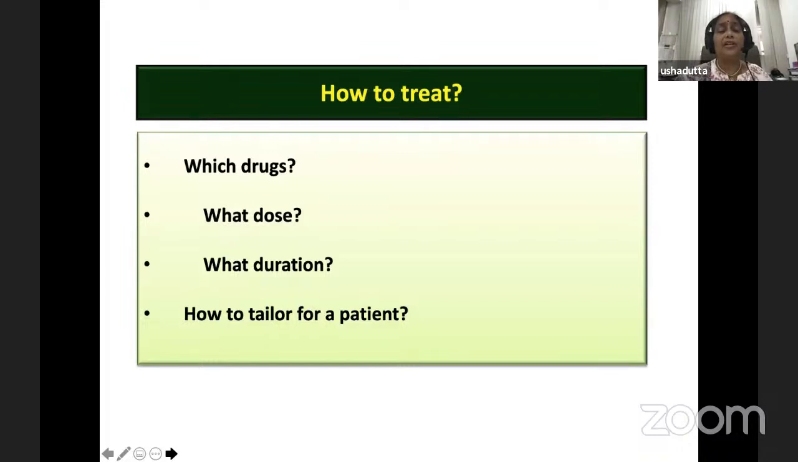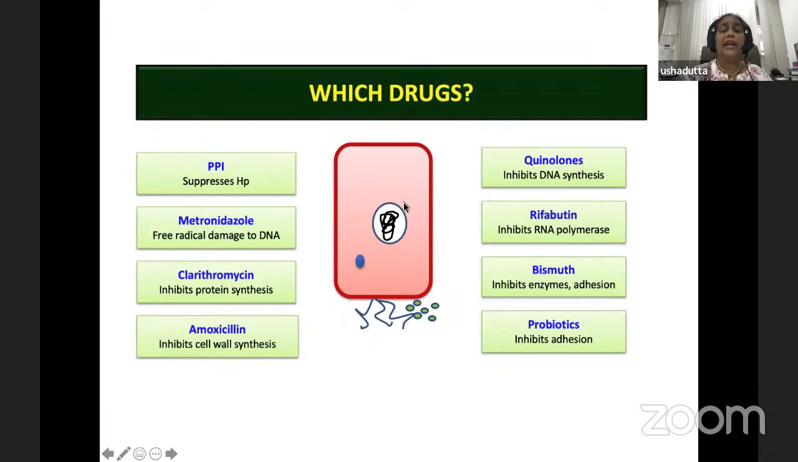How to treat: which drugs, what dose, what duration, and how to tailor for a patient. We have 8 drugs which are cornerstones. First is PPI because it suppresses the H. pylori. Metronidazole because it causes free radical damage to DNA of the bacteria. Clarithromycin inhibits protein synthesis, amoxicillin inhibits the cell wall synthesis, quinolone inhibits the DNA synthesis, rifabutin inhibits DNA polymerase, and bismuth inhibits the enzymes and the adhesions, and probiotics inhibit the adhesion.